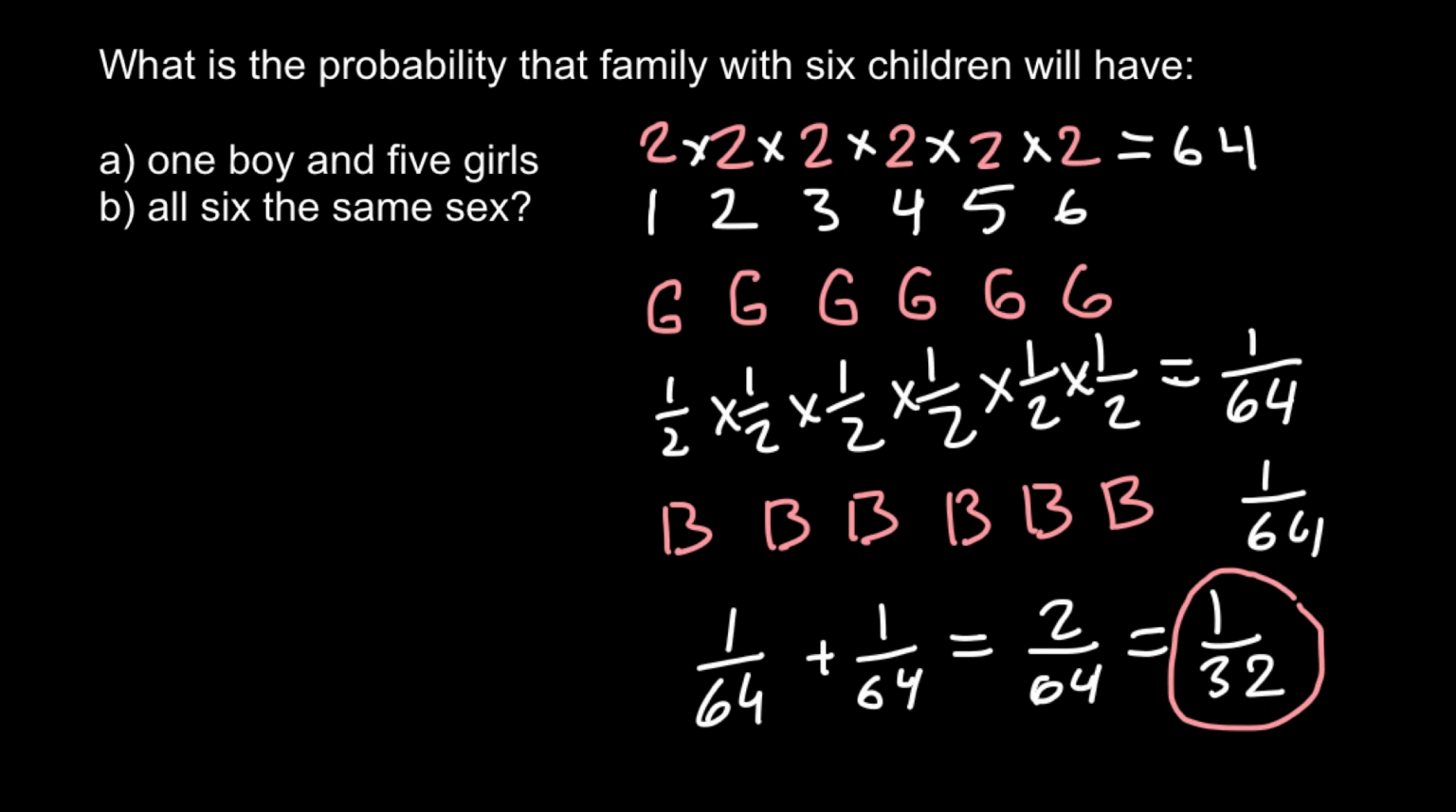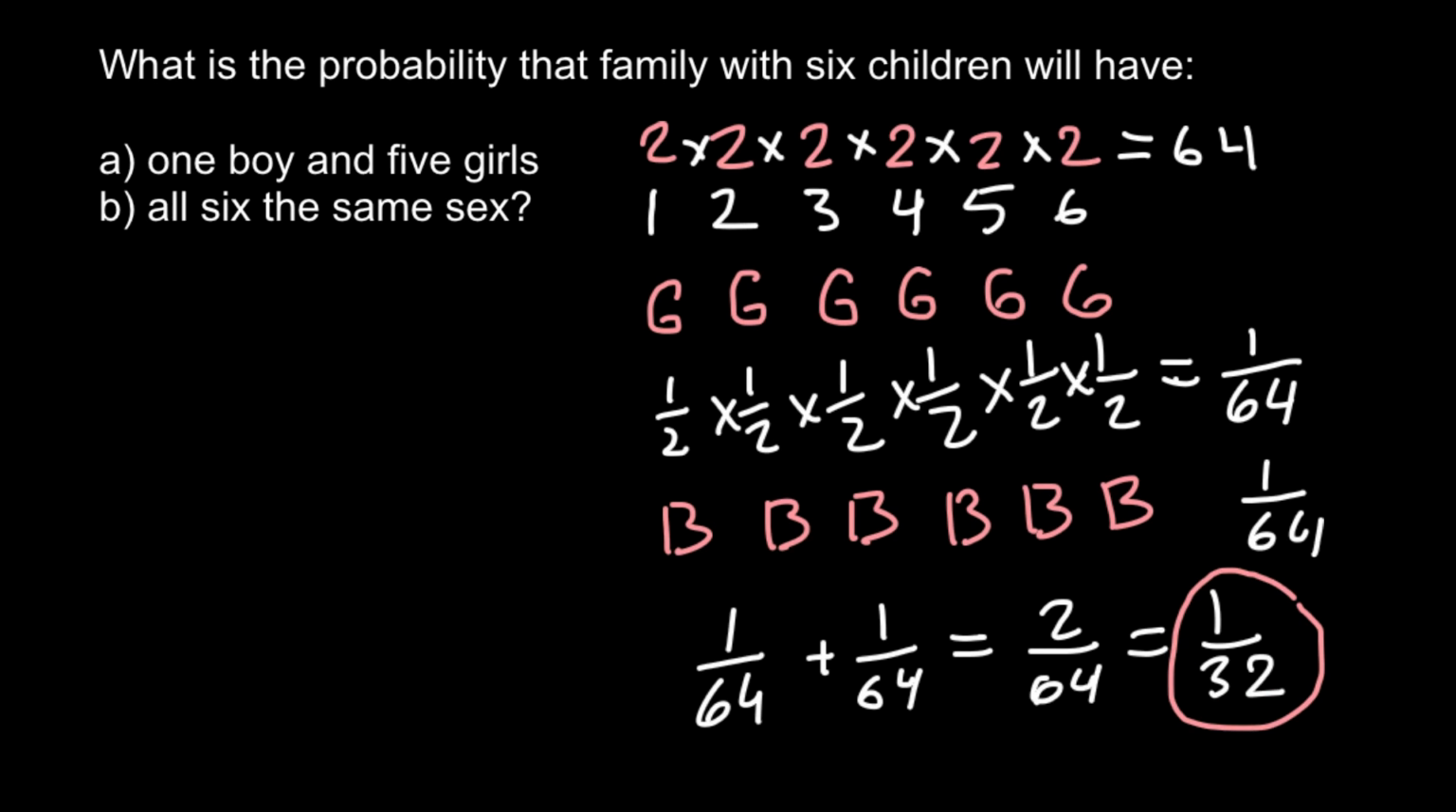And by the way, we use the product rule when we can connect independent probabilities with the word "and". For example, what is the probability that the first child would be a girl, and the second child would be a girl, and the third child would be a girl, and the fourth child would be a girl. So when we can connect independent probabilities with the word "and", then we have to use the product rule. When we can connect independent probabilities with the word "or", we use the sum rule.